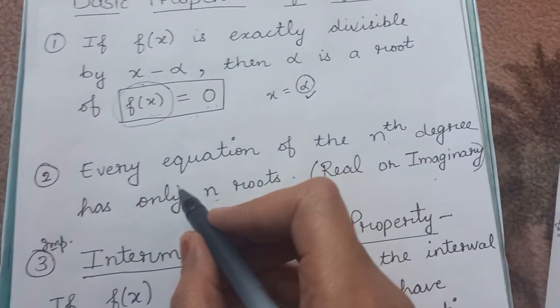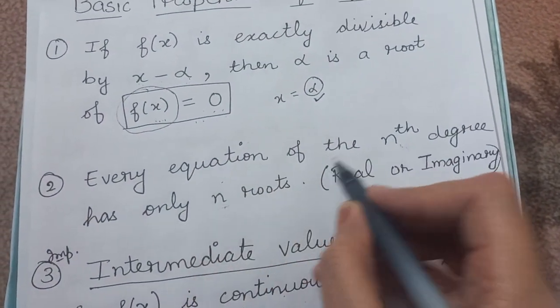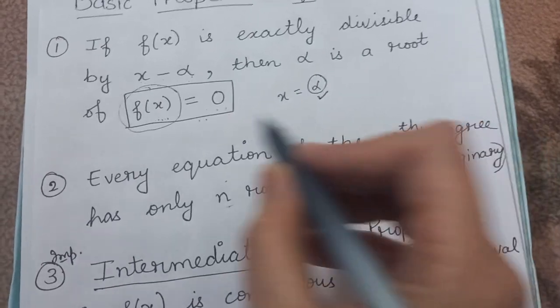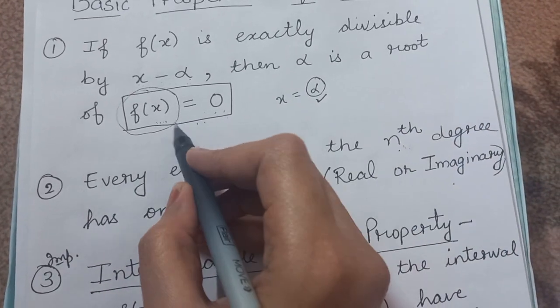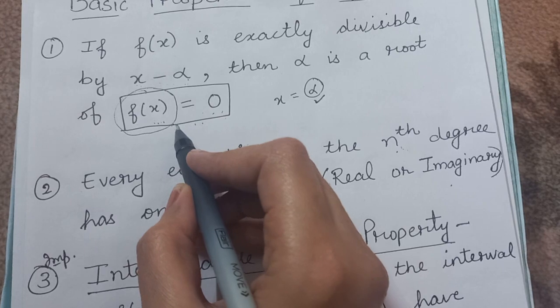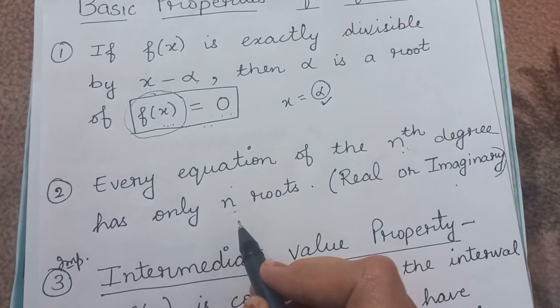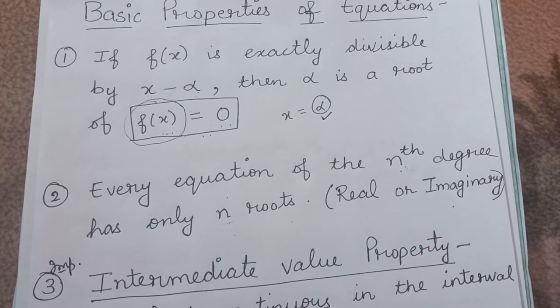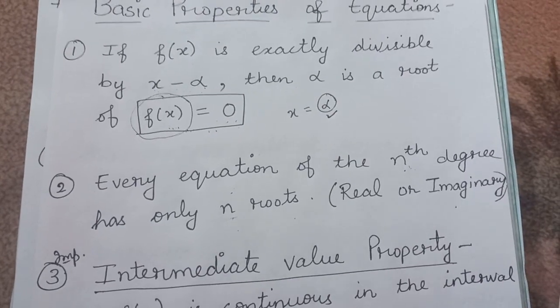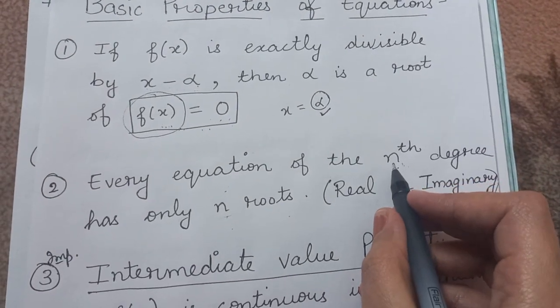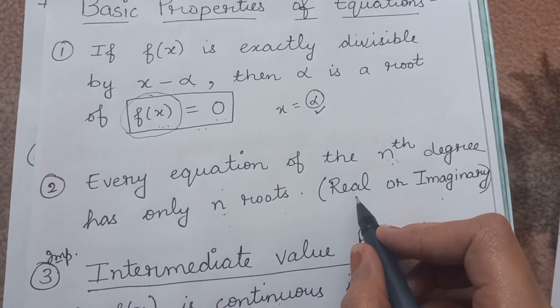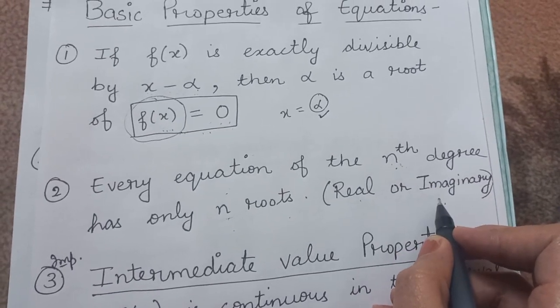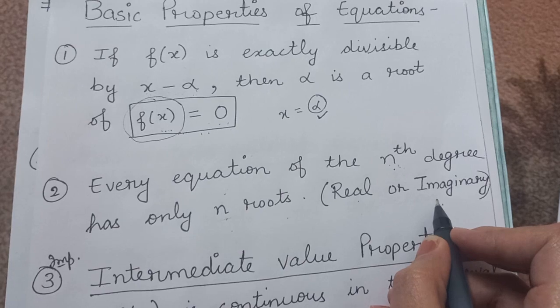Second, every equation of nth degree, like for example this equation is of nth degree, so how many roots will it have? It has only n roots. So how many roots will an equation have? It will be equal to the degree of that equation. The roots can be real or imaginary, or the sum of the number of real and imaginary roots.